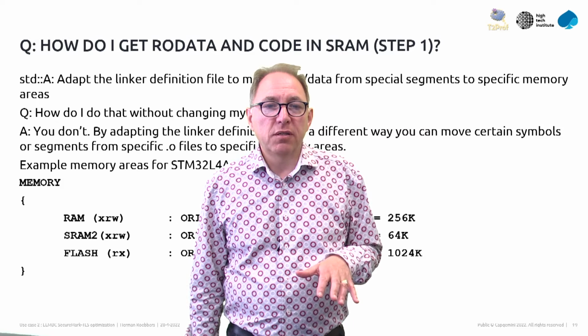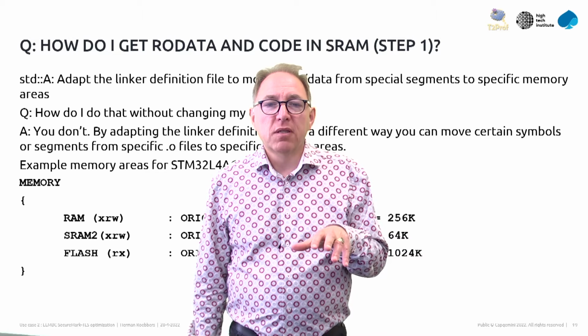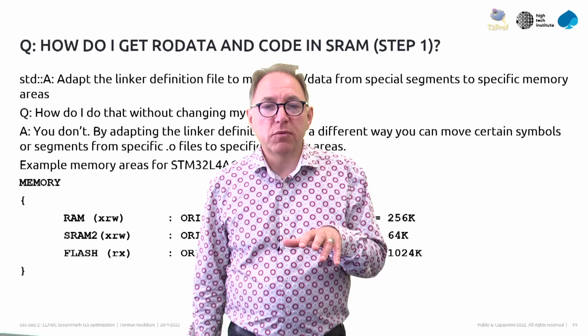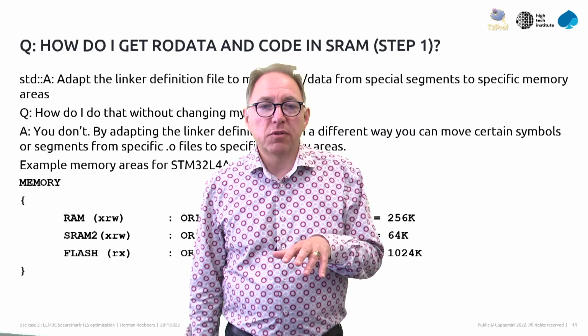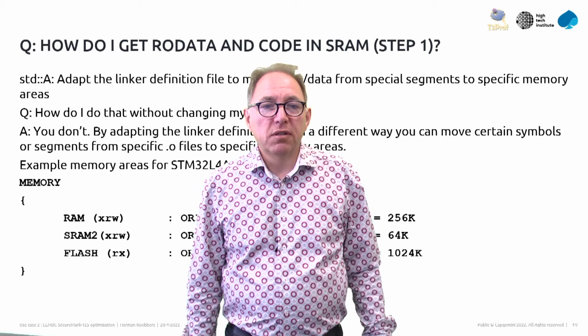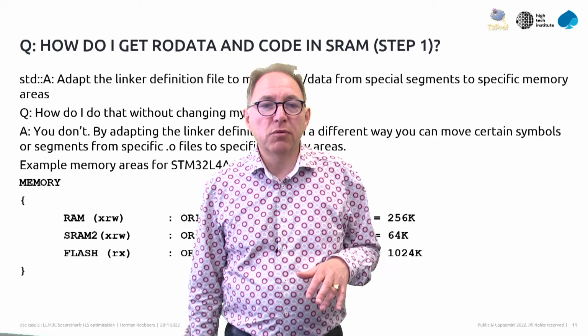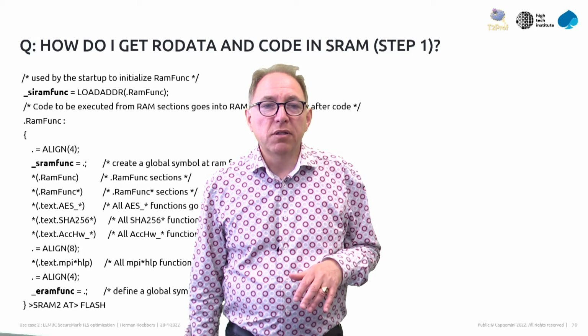So we define a new segment in the memory, which is SRAM2, which is in the code space. So we can put code there, and then it will run with maximum efficiency. So now that we have defined this memory area, we need to get the code that we want in there. And this is basically how you do that.